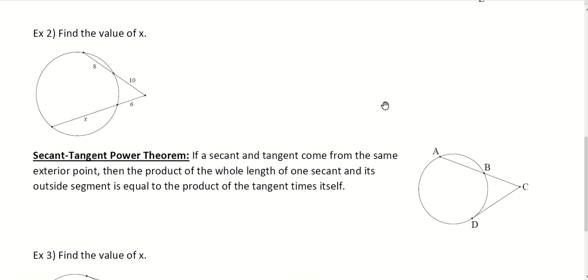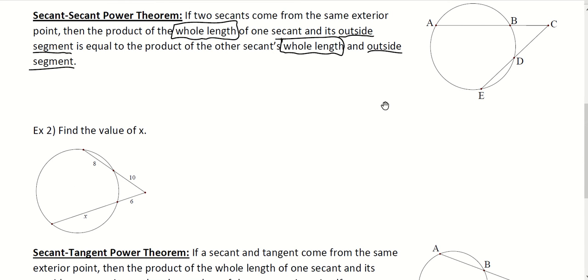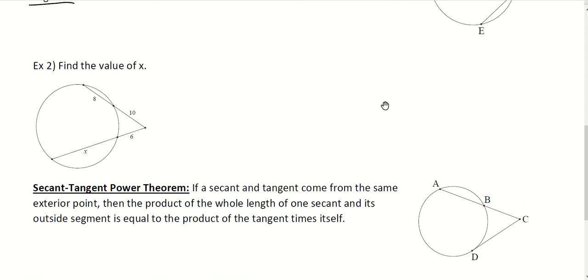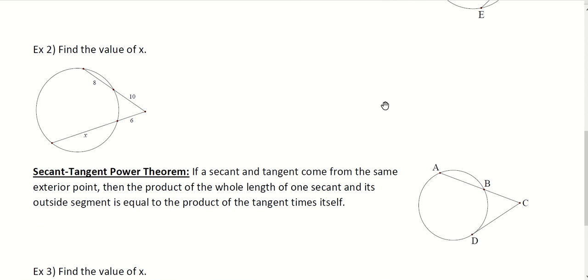On to example 2. So use the secant power theorem and work number 2 now. Find the value of x. Pause the video now. Work example 2.